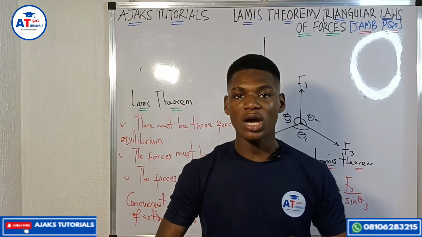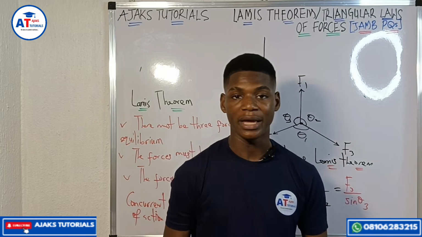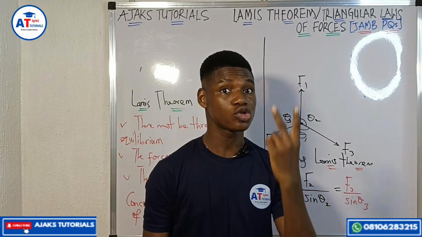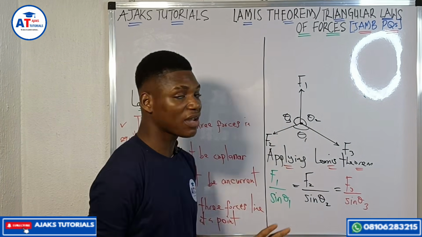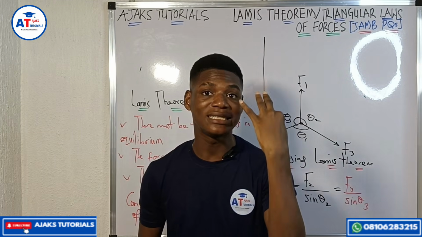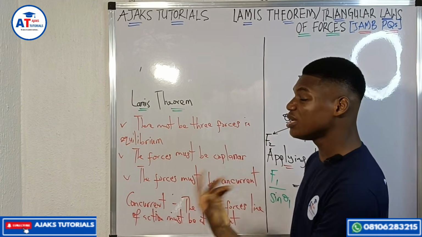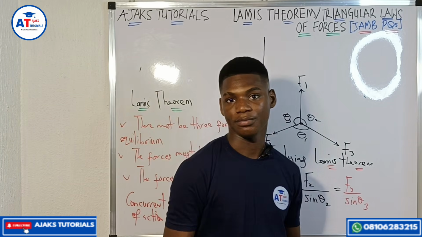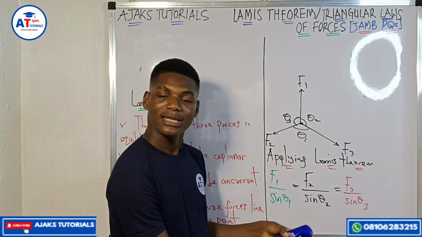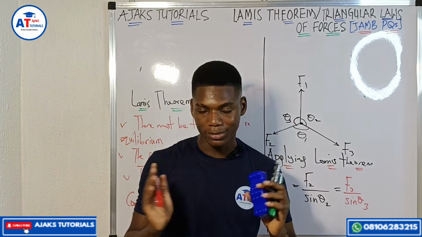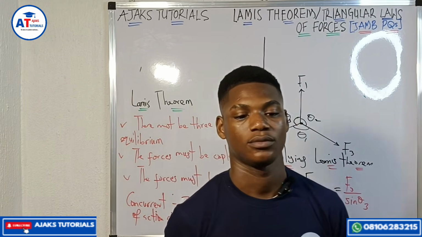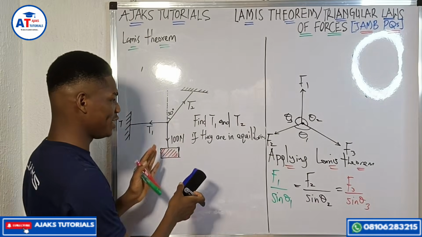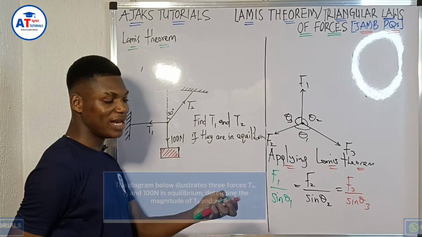So anytime you are given any vectors, the moment there are three forces, and most times they'll tell you the forces are in equilibrium, you can basically use Lami's theorem. And this is it. Now we are going to solve a question, and it's a popular JAMB question. Let's see an example so you can understand perfectly. Now let's look at the question. I did not clean this, so we can just be relating to it.